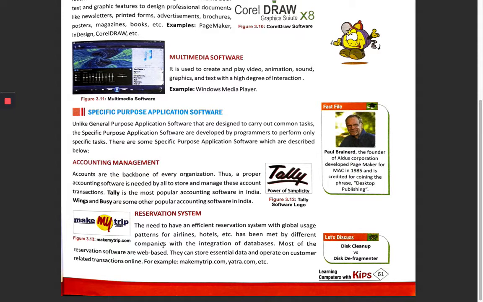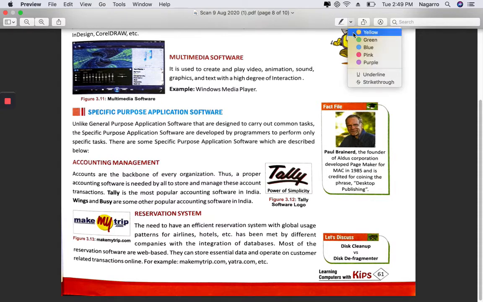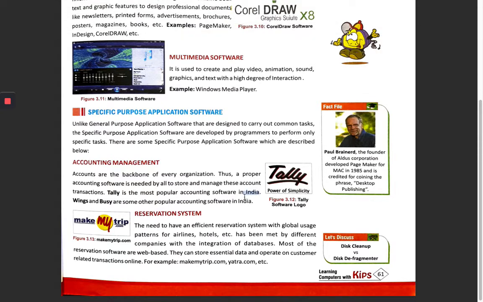Now accounting, everybody knows accounts are the backbone of every organization. Proper accounting software is needed by all to store and manage these account transactions. And we all know Tally is the most popular accounting software in India. Wings, Busy are some other popular ones which are used in India. So here I am going to highlight some important ones.